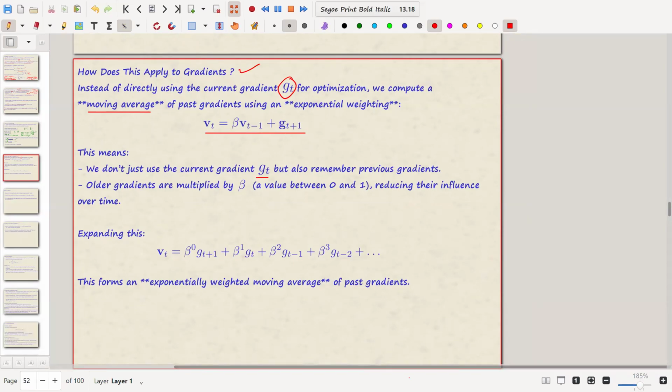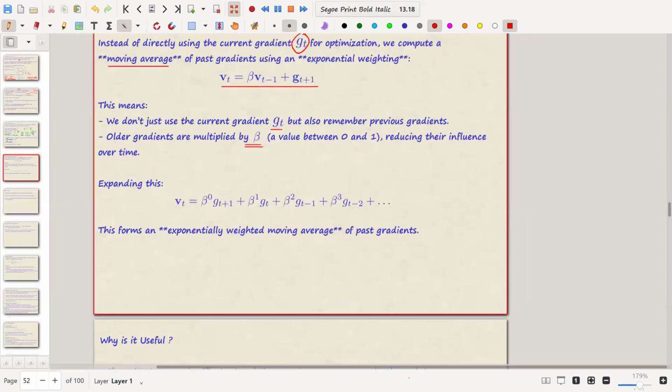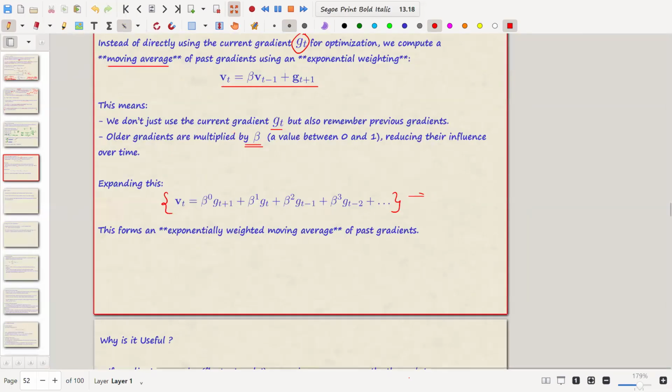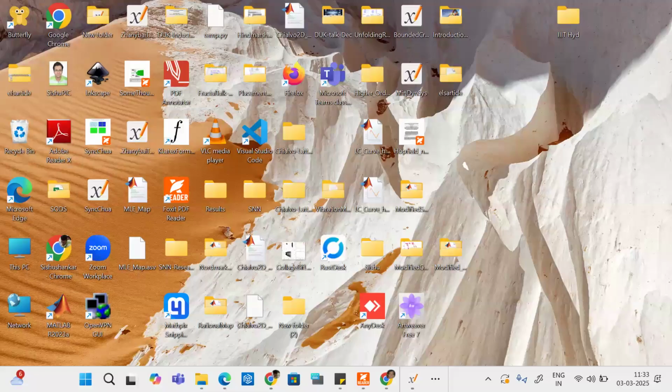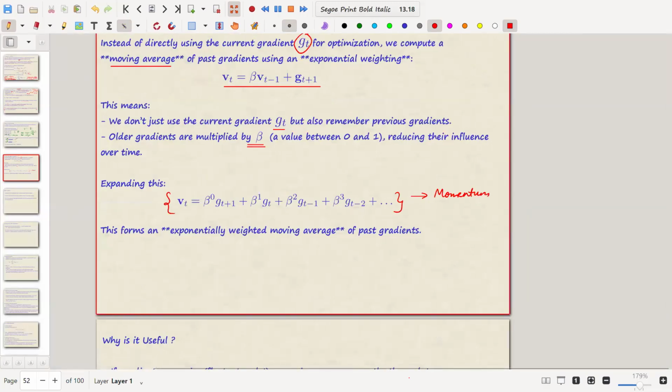Okay, fine. Older gradients are multiplied by beta again and again, reducing their influence over time. We are reducing their influence. But remember, it's not like we are not considering their influence. We are giving low priority, but we are giving some priority to the past gradients. That's the idea. So technically, this is the momentum method, nothing else.